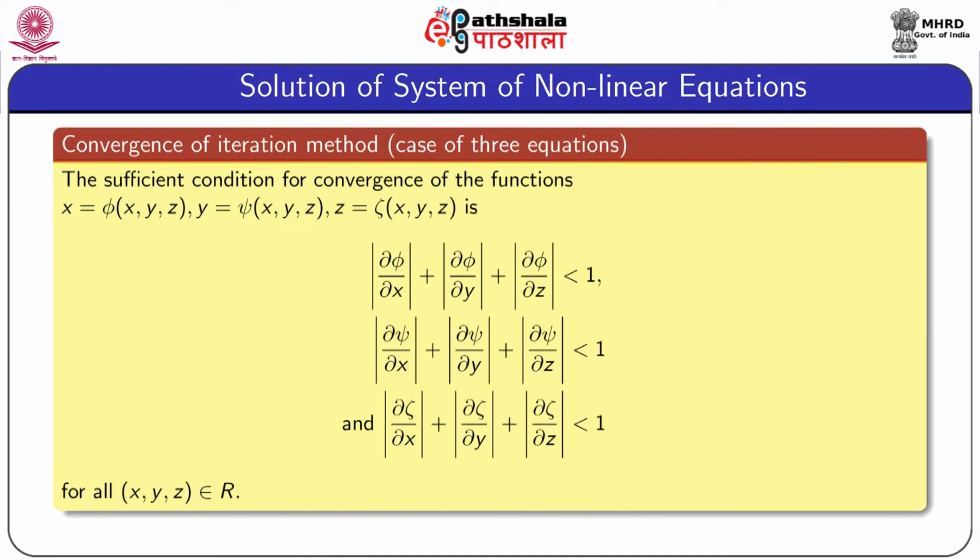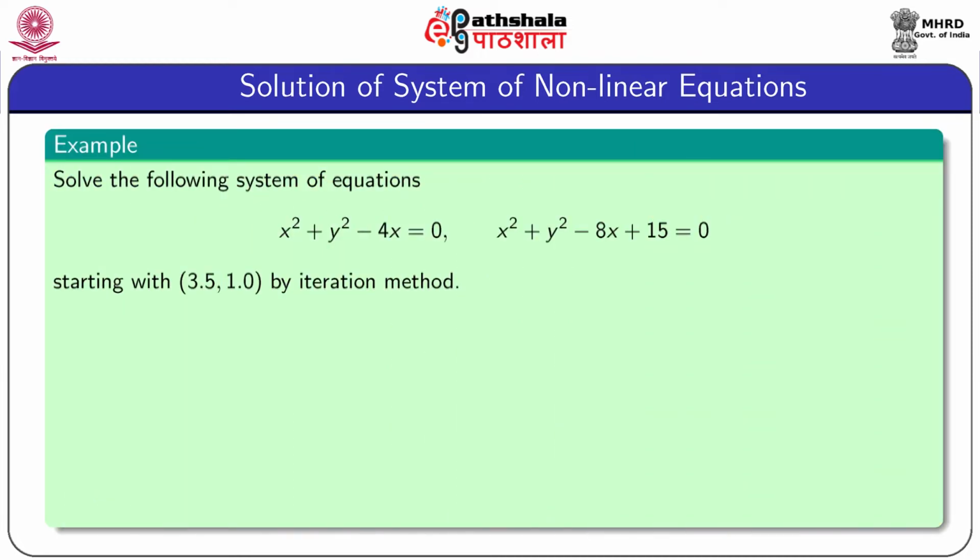In case of 3 equations or 3 variables, the sufficient condition for convergence of the functions x equal to phi(x, y, z), y equal to psi(x, y, z) and z equal to zeta(x, y, z) is that the absolute value of the first derivative of phi with respect to x plus the absolute value of the first derivative of phi with respect to y plus the absolute value of the derivative of phi with respect to z is less than 1. Similarly, the condition is true for the other functions psi and zeta, and this condition must be satisfied for all values of x, y, z within the region R.